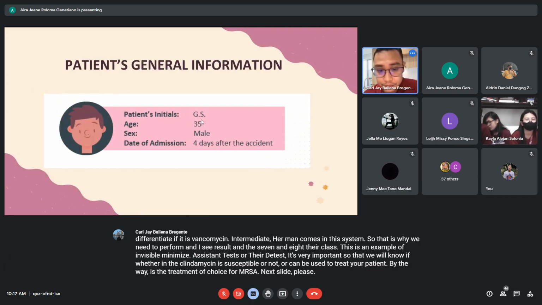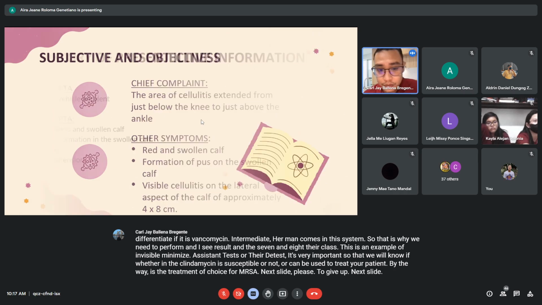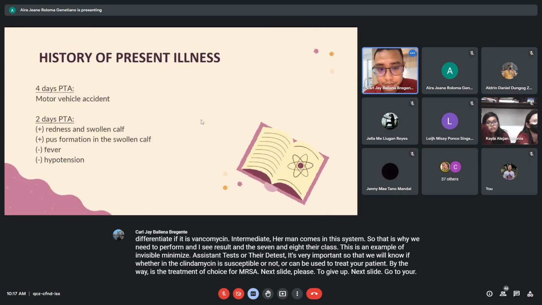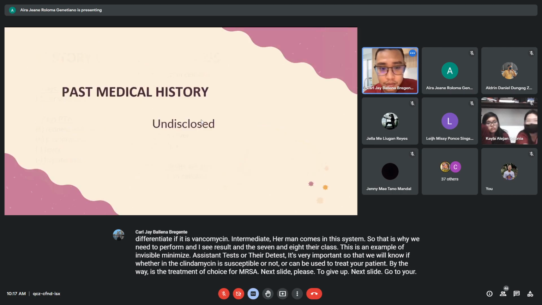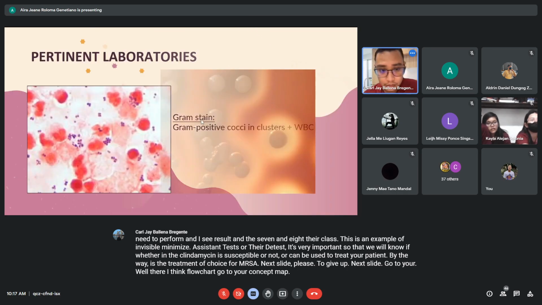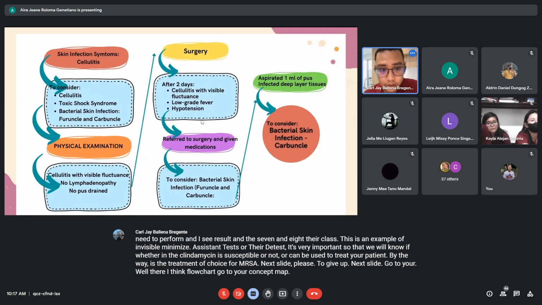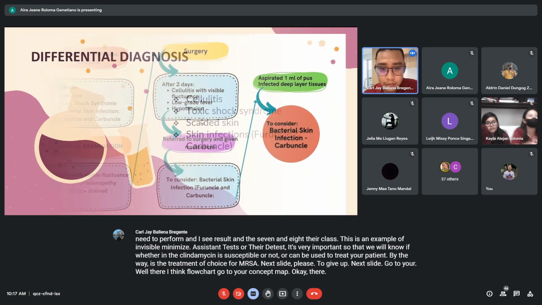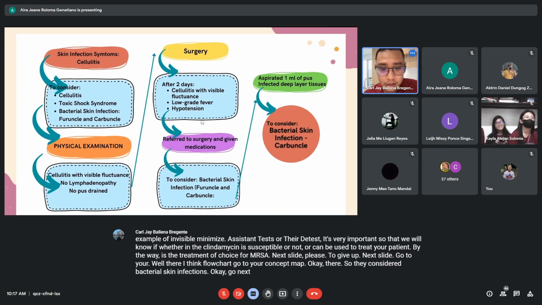Sige pa. Next slide. Sige. Go to your flow chart. Go to your concept map. Okay, there. So they considered bacterial skin infection. Sige, go next slide, please.